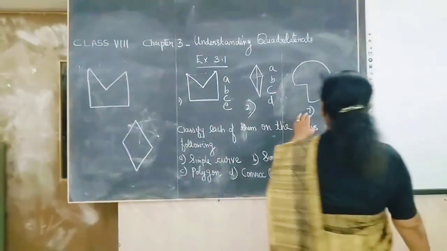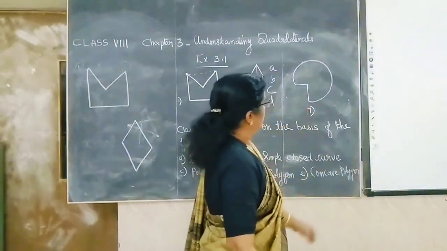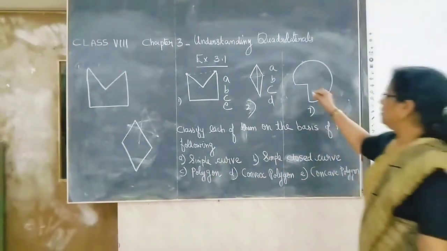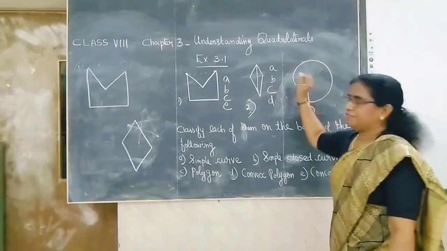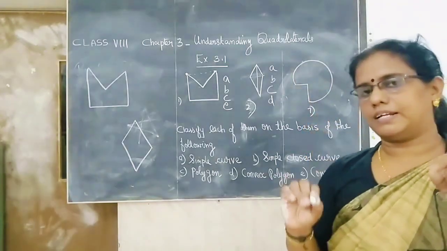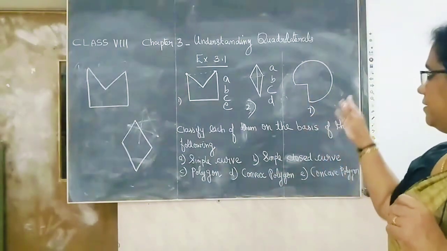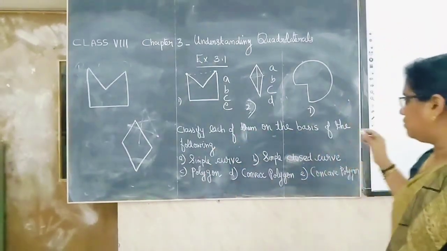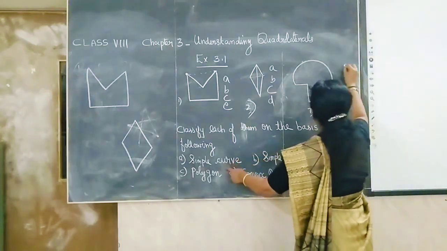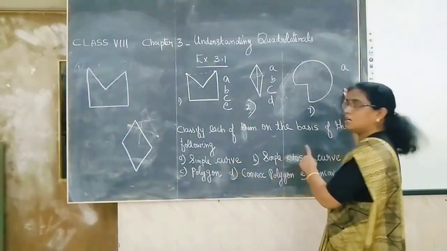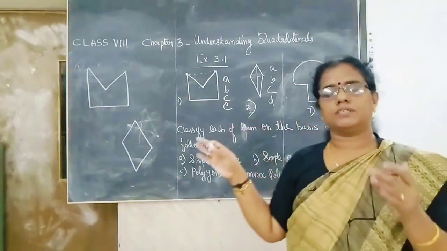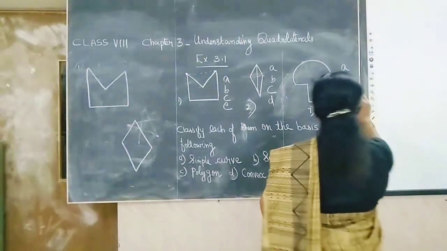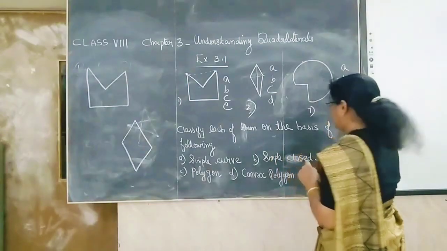Now, comes to the third figure. Here you can see it is a simple curve because we can start from here and without lifting the pencil, we can come back to the starting point. Therefore, it is a curve. And it is simple also, it does not cross itself. Now, first one, simple curve, that is satisfied, and simple closed curve, it is closed, that is starting point and end points are same. So, it is simple closed curve.